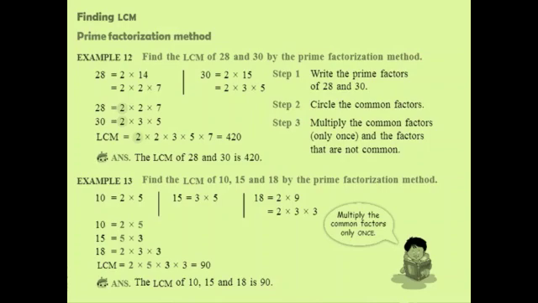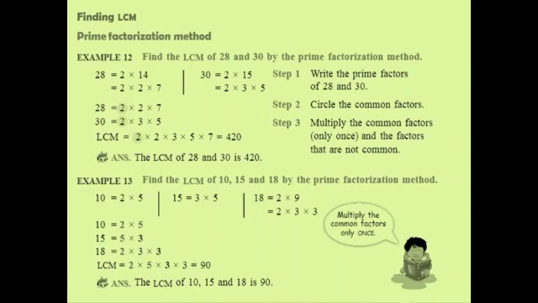Circle the common factors, then take down and write the LCM. As the common factor is 2 here, take down and write 2 first and then all the factors that are not common. So 2 into, what are the factors which are not common here? 2, 7, 3 and 5. So you will multiply all the common factors and also the non-common factors. So 2 into 2 into 3 into 5 into 7 is equal to 420.